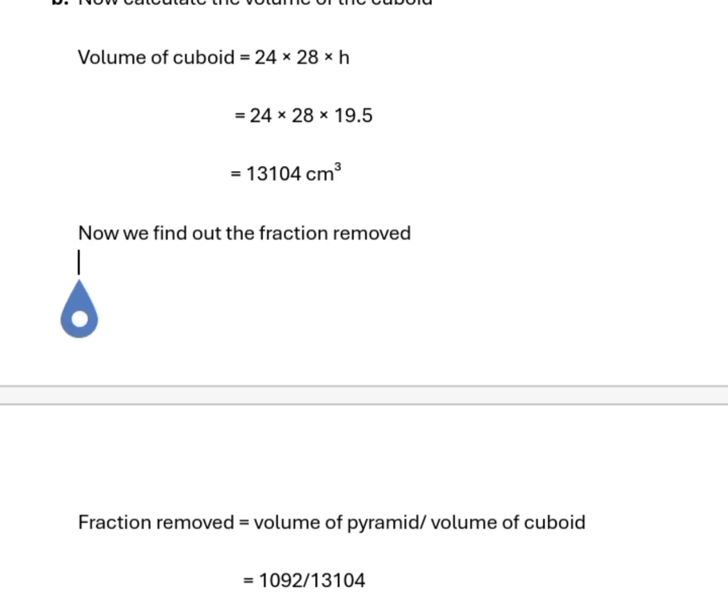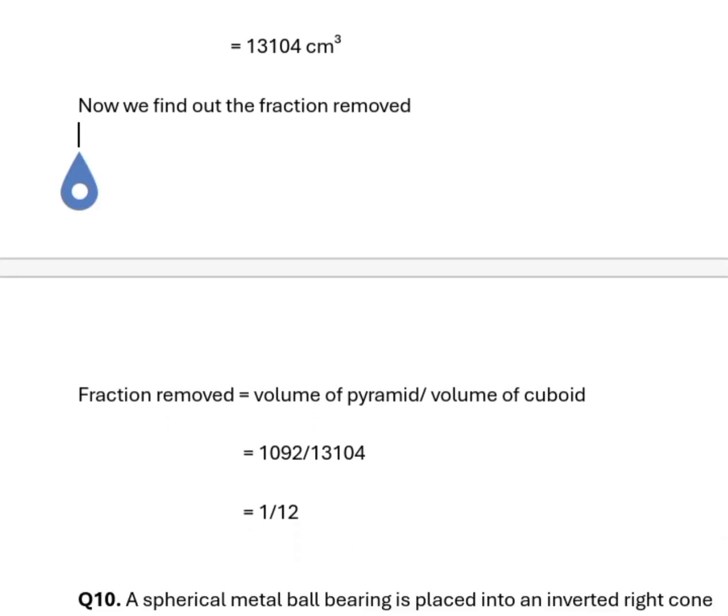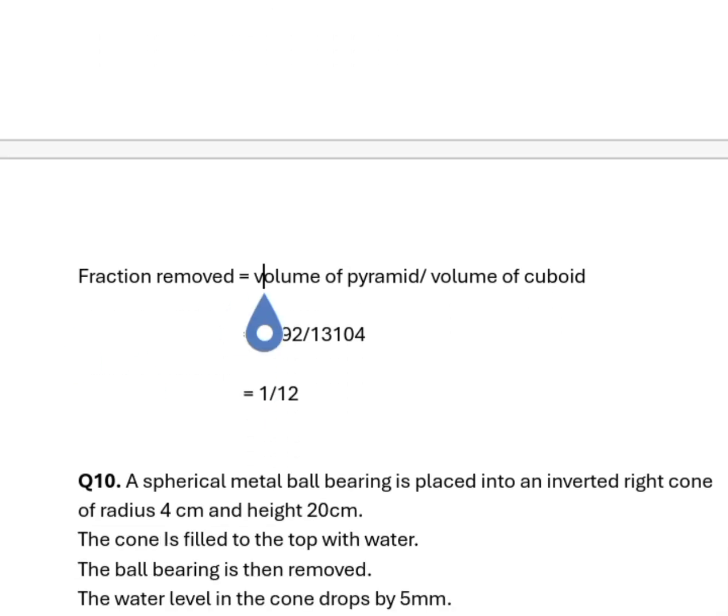So now we find the fraction removed. We have been given the volume of the pyramid, which is 1092, and we have found the volume of the cuboid, which is 13,104. So the fraction removed is 1 over 12. This is the answer. 1 over 12th fraction is removed from the cuboid.